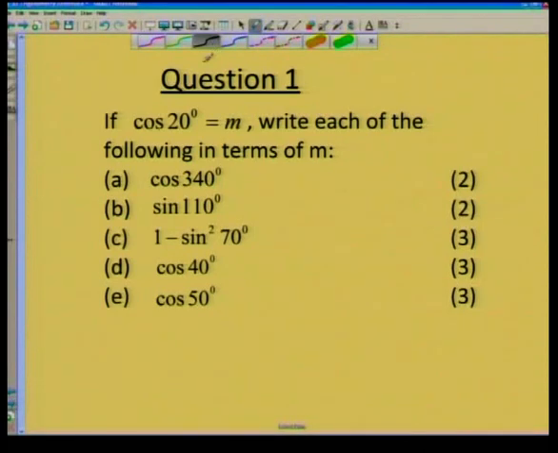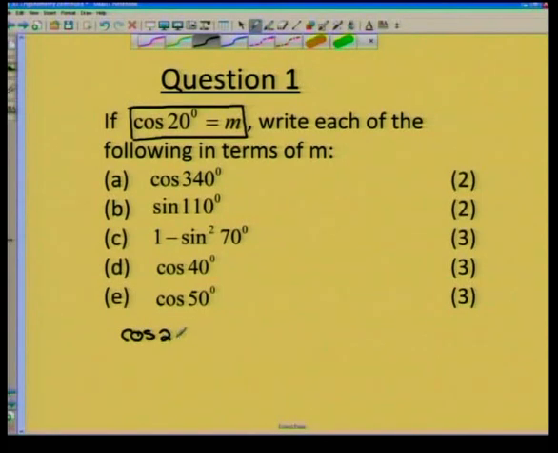This question says, if cos 20 degrees is m, so that's our given, write each of the following in terms of m. Now, what I like to do with these questions is start by drawing a little triangle representing the situation cos 20 equals m. It's not necessary for every question, but it is very useful when you get down to the harder questions. So I would look at this and say, I know by definition that cos 20 degrees equals m over 1.